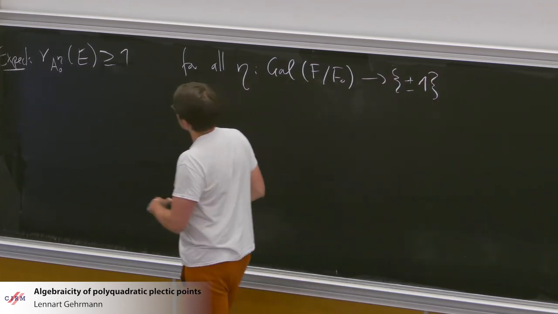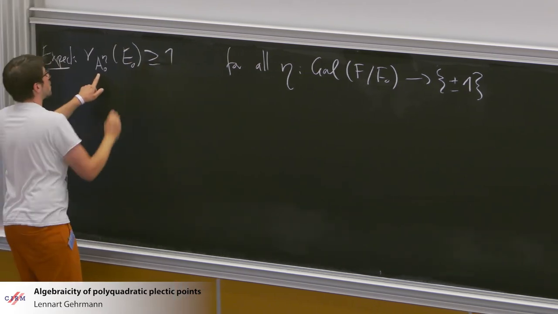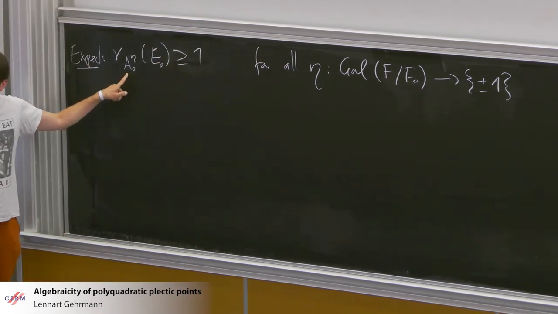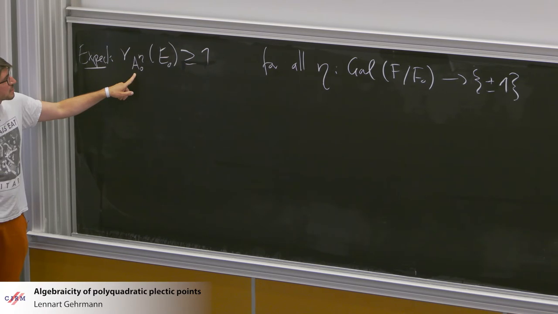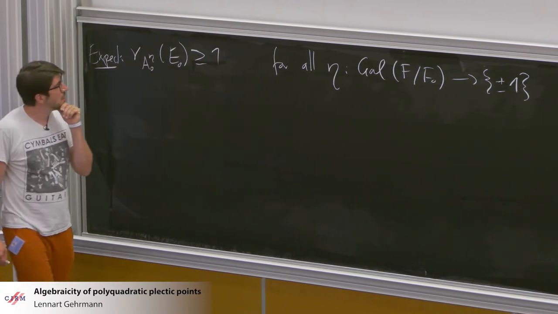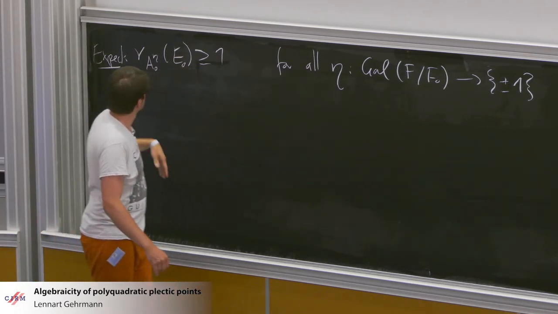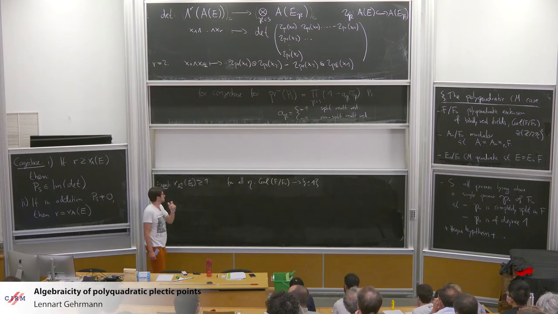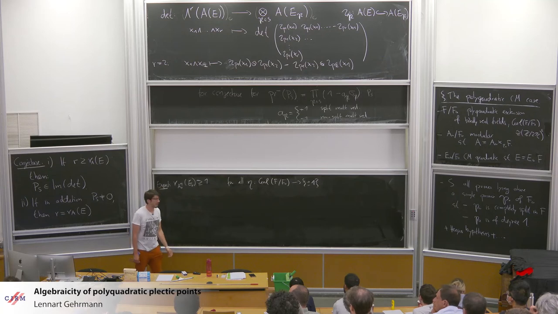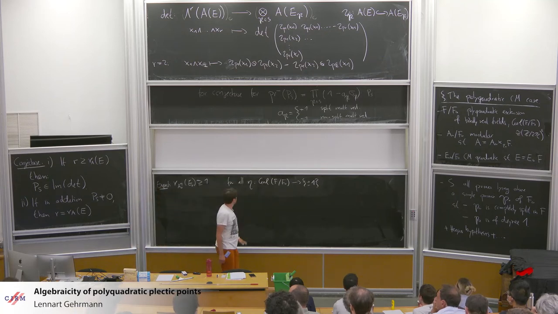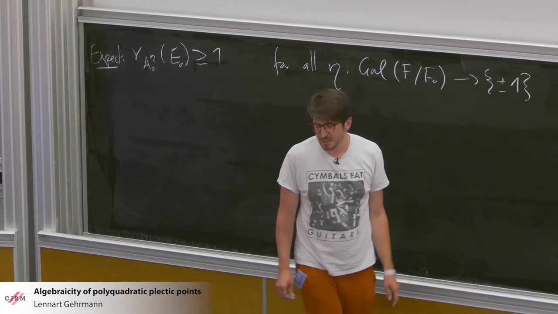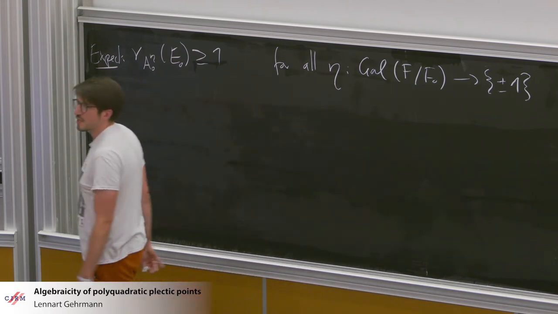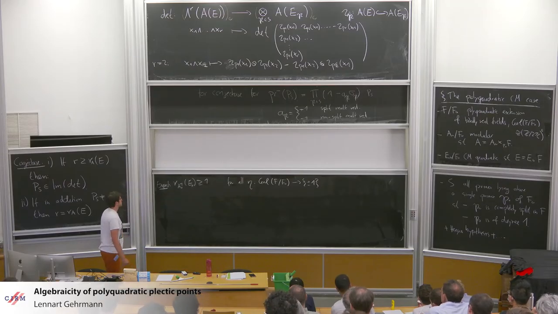So you have this A_0 over F_0. You can look at twists of this elliptic curve by all these quadratic characters, look at the E_0 value points, and you expect via the Birch-Swinnerton-Dyer conjecture that you always have rank at least 1, because via the Heegner hypothesis, you see that the complex L-function vanishes at the central critical point.